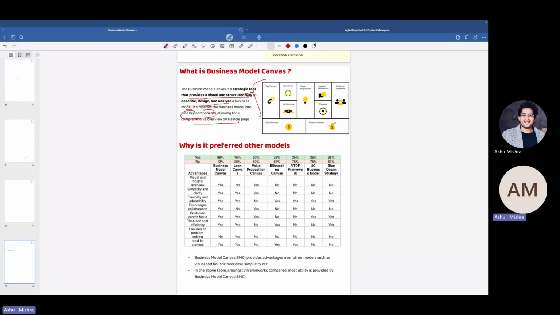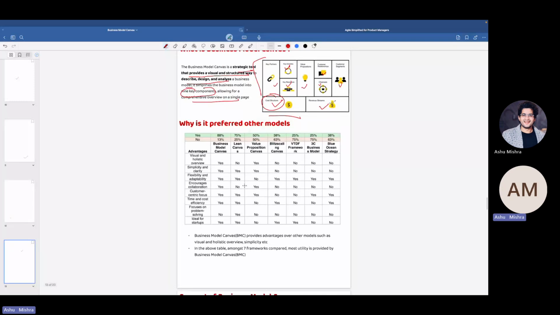So, guys, this is a snapshot of the business model canvas. Here on the right hand side, there is revenue stream, customer segment, customer relationship, channel, value proposition, key activities, key resources, key partner, and last but not the least, your cost structure. So, guys, we discussed 7 business models, but we are only talking about one, which is your business model canvas. So you would be thinking, why are we doing it?